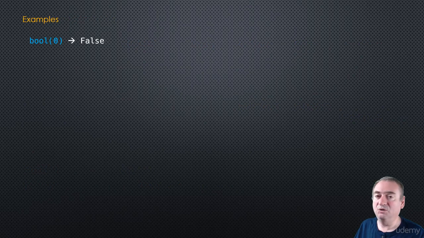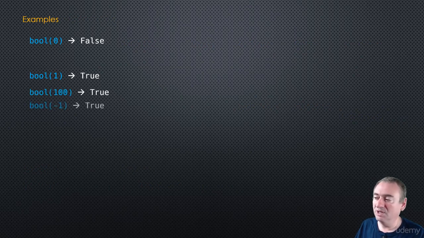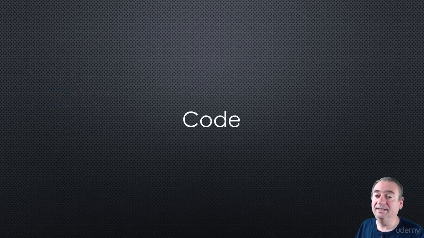So bool of 0 is false, so 0 is falsy. Bool of 1 is true, 1 is truthy. 100 will also return true. -1 will also return true, so don't fall into that trap. Some languages will use -1 as false, not in Python. False is 0, and that's it. Everything else is true when you're talking about integers, right? So it's a very simple rule, and it's the truth value of integers. And in the next video, we'll take a look at how that actually works, okay? For now, let's just switch to some code and take a look at all this in action.